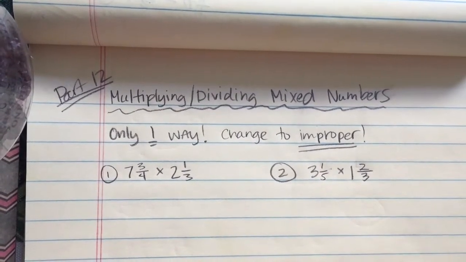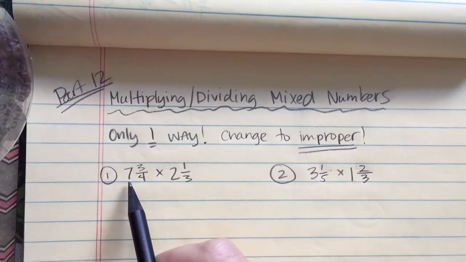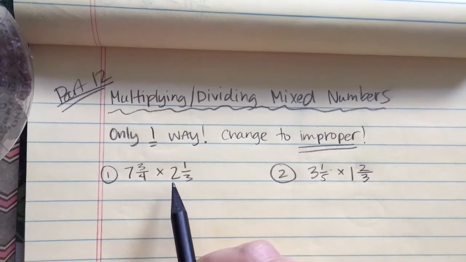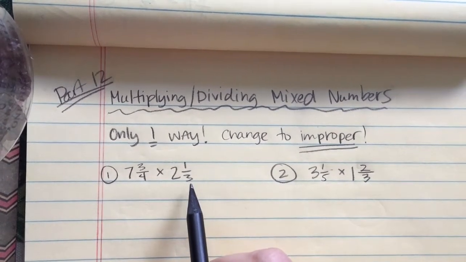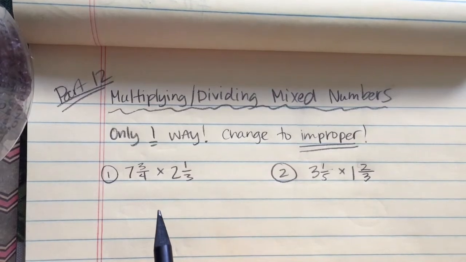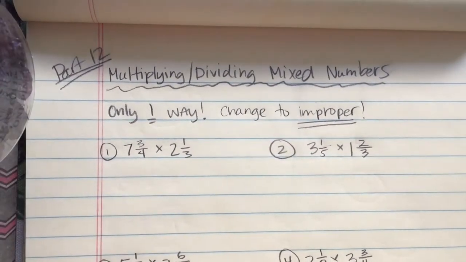You are not allowed, I repeat, you are not allowed to go, oh, well, 7 times 2 is 14, and then I'll just add that to whatever 3/4 times 1/3 is. Please do not do that. It does not work that way. And I'm going to explain why.